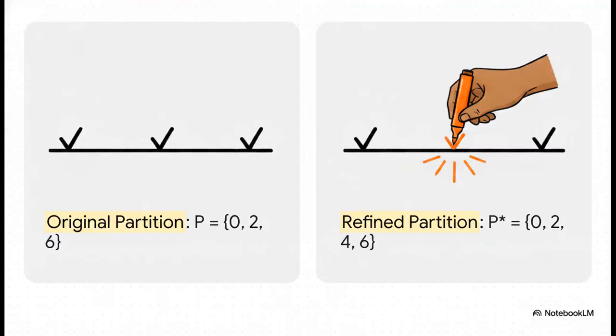Well, let's highlight this with a quick comparison. Say our original partition P was just the points 0, 2, and 6. To create our refined partition, P star, we keep 0, 2, and 6 exactly where they are, but we decide to drop a brand new point right at the number 4. So our old partition had 3 points, our refinement now has 4.